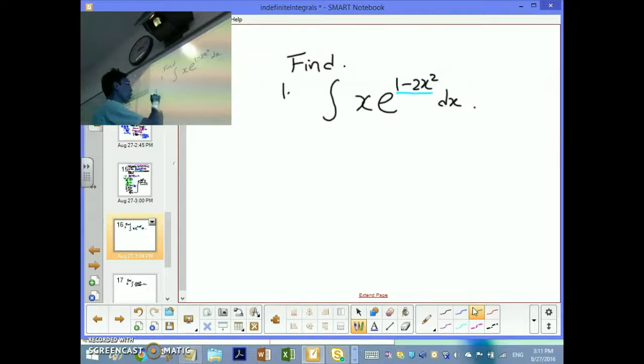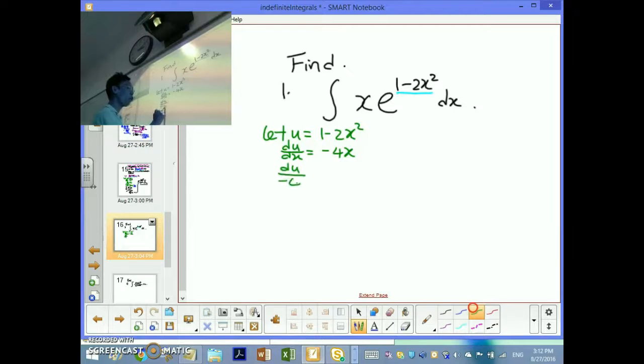So, what we're going to do is let u equal to 1 minus 2x squared. And now we take the derivative of this with respect to x. So, the answer is minus 4x. And then we treat the du/dx as if we have a fraction that you can split them up. Therefore, du over negative 4x is equal to dx.